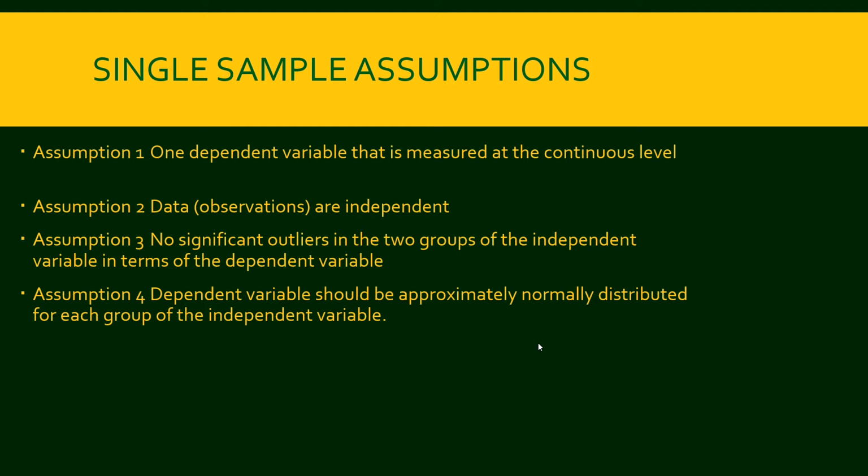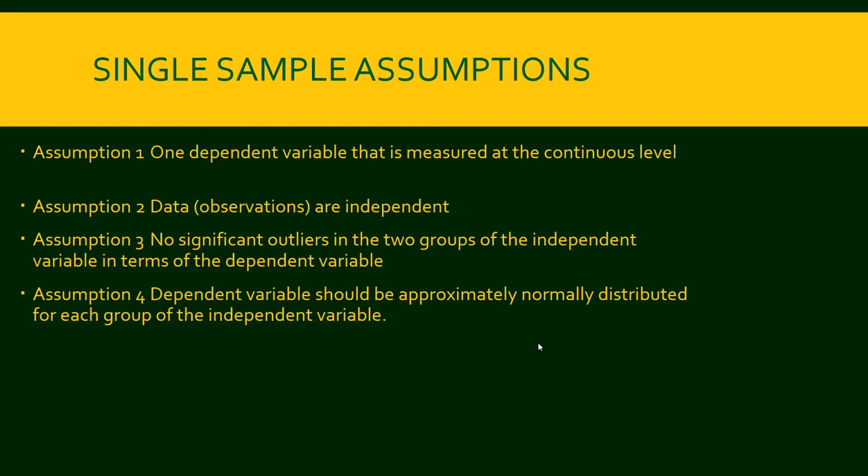The next one is data. The observations are independent. In other words, one person's height in my class does not influence somebody else's height in my class. All of the events are completely separate, completely independent of each other. So every single person's height is completely independent and is not influenced by, and does not influence, anyone else's height.